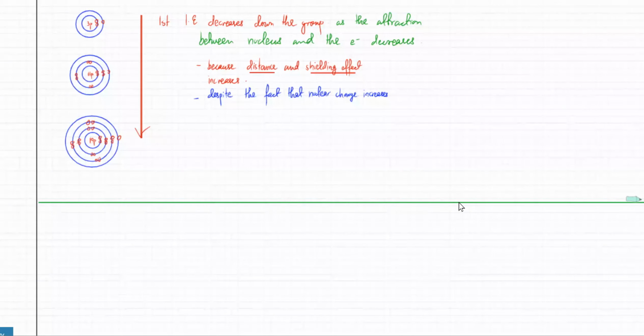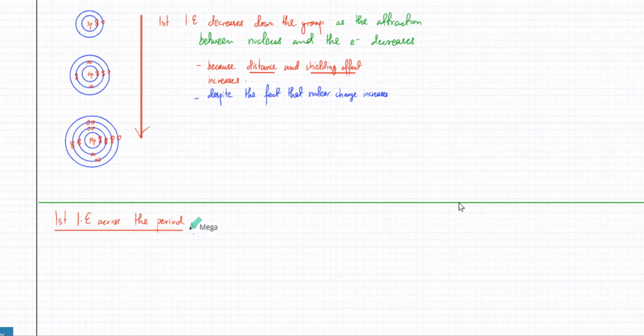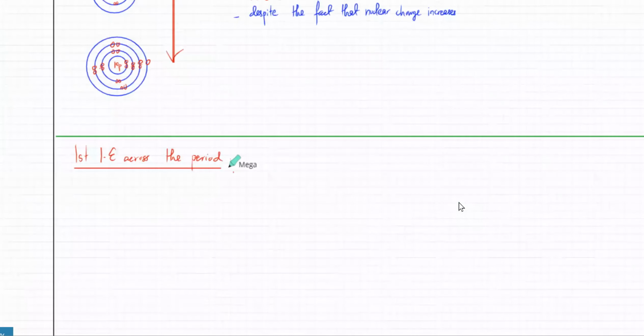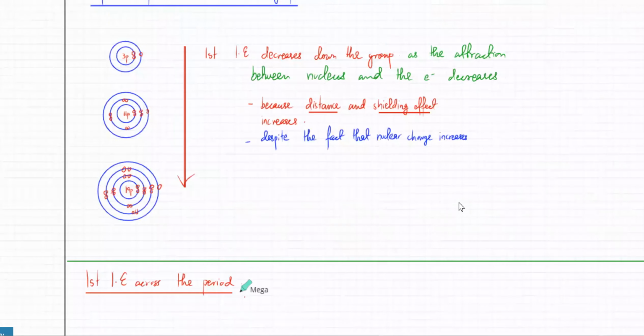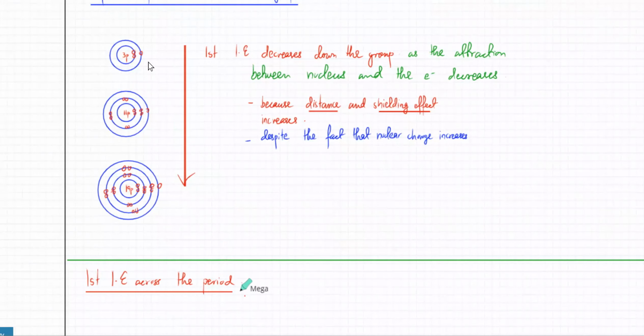So we're going to move across the period now. What happens to ionization energies across the period? It's a comparison of first ionization energies across the period. Now, when you move across the period, let's pick any period, let's pick period 2 elements.